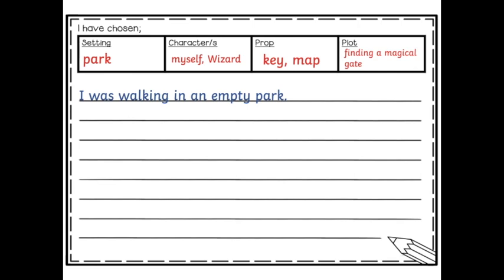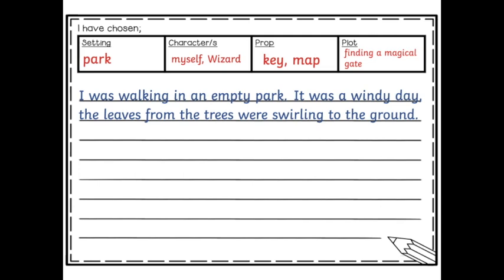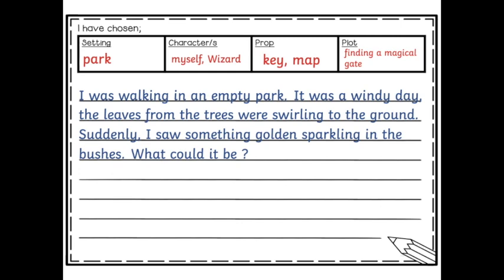I was walking in an empty park. So you can see I described the park here. I used the word empty to describe the park to the reader. It was a windy day. The leaves from the trees were swirling to the ground. Suddenly, I saw something golden sparkling in the bushes. What could it be? So you see, I used a question and I added a question mark.